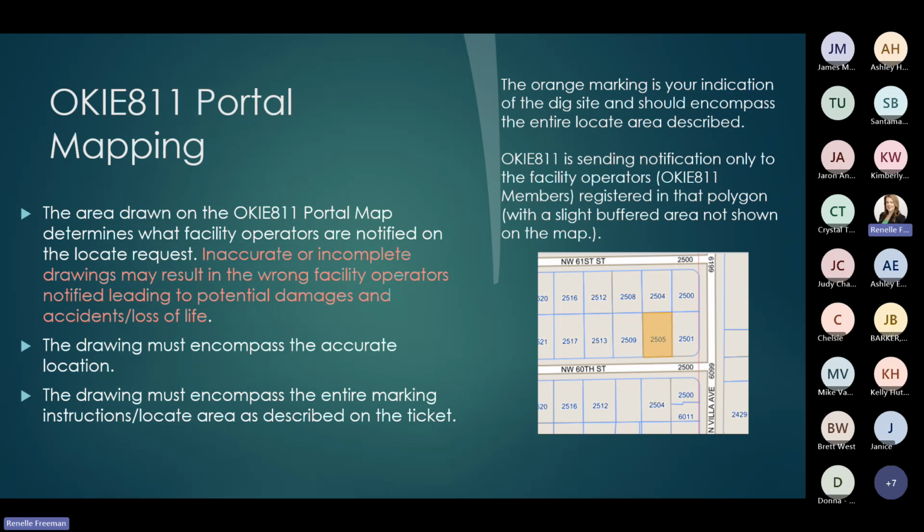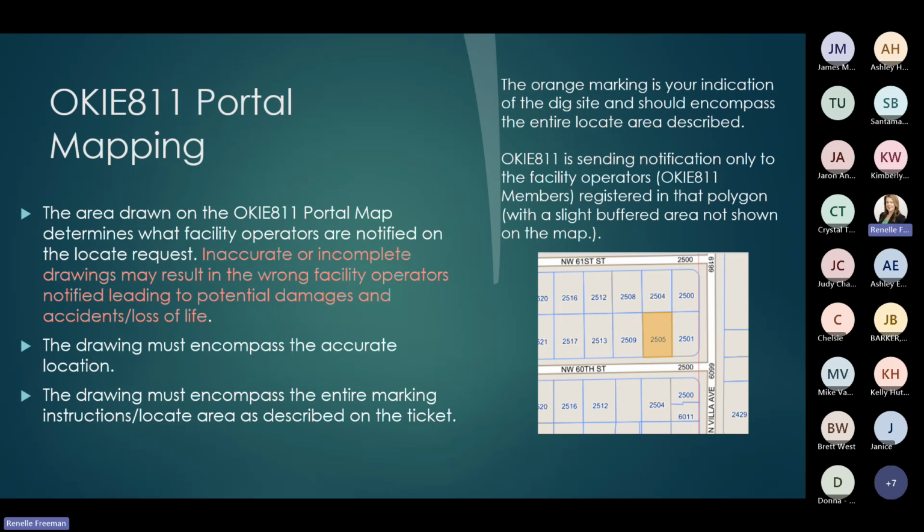Be sure you encompass the accurate location and be sure to encompass the entire instructions or locate area as you've described on the ticket. For example, if you're working from an intersection going east for 200 feet on the north side of the road, that entire 200 feet needs to be encompassed on the map as well as the written locate area description on the ticket.